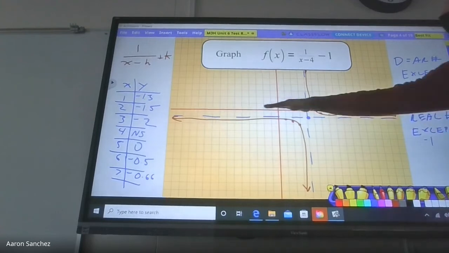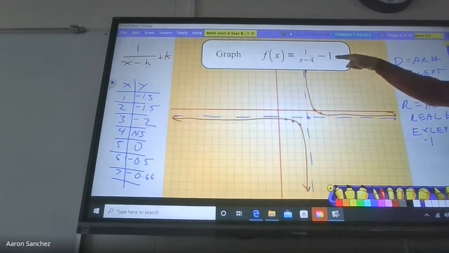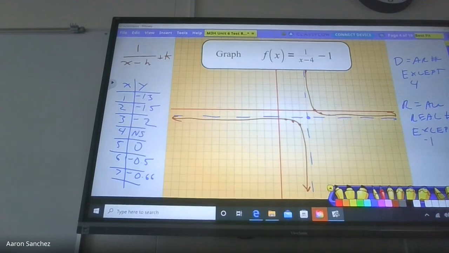This right here. Because of this, it tells us to go down 1, right?